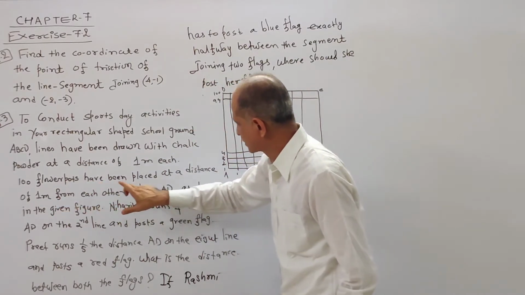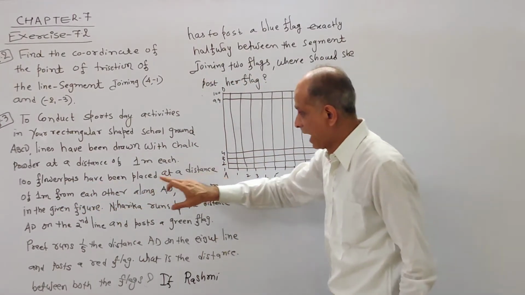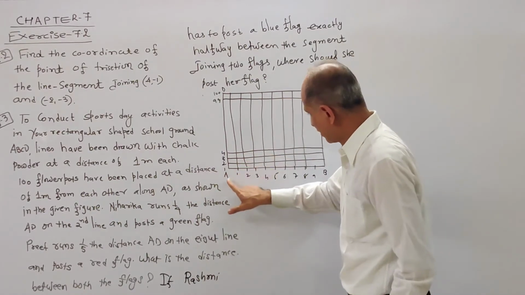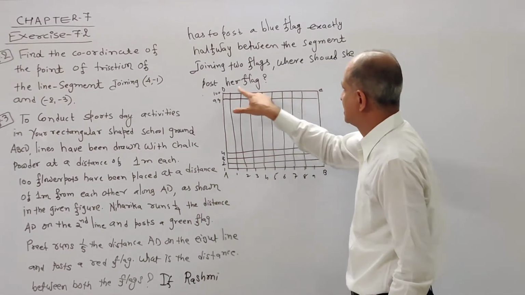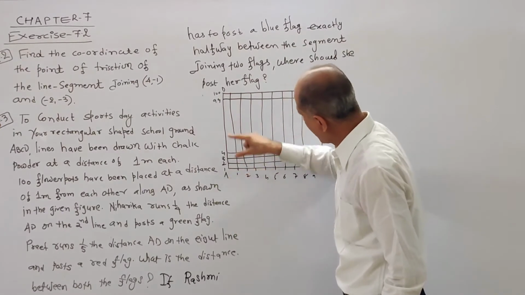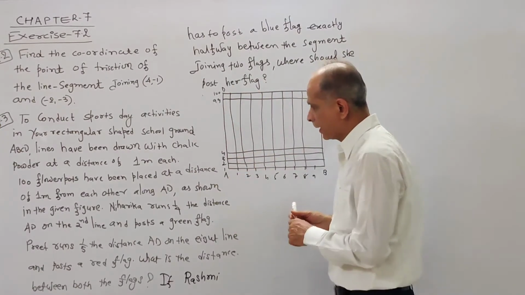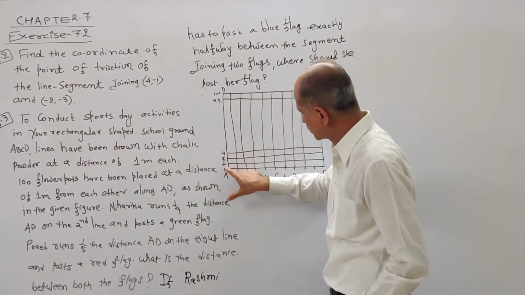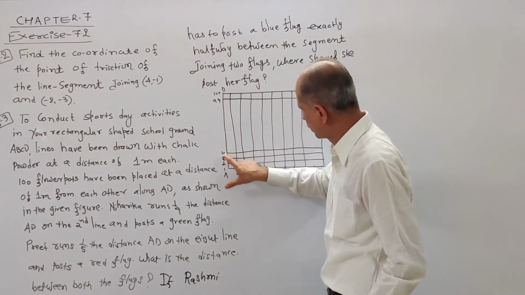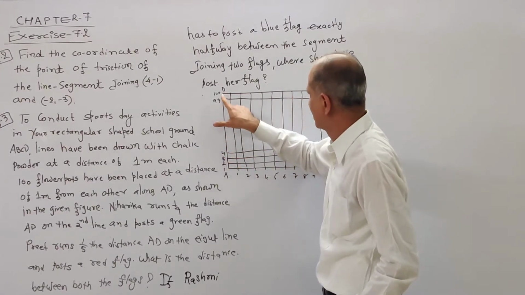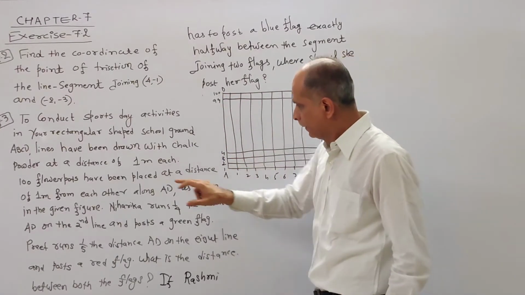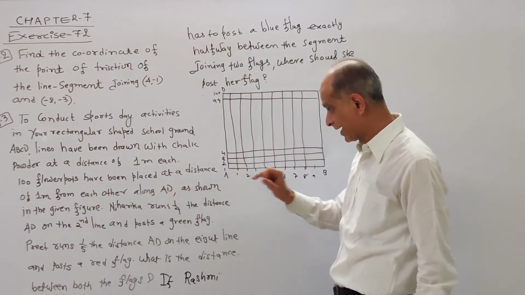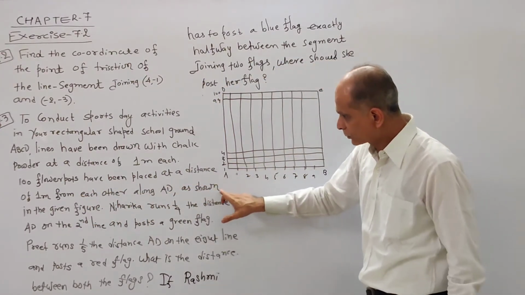100 flower pots have been placed at a distance of 1 meter from each other along AD. ABCD is your garden. Along AD, they place 100 flower pots. So this is the first flower pot, second flower pot, third flower pot, similarly 100 flower pots have been placed at a distance of 1 meter from each other along AD, as shown in the figure.